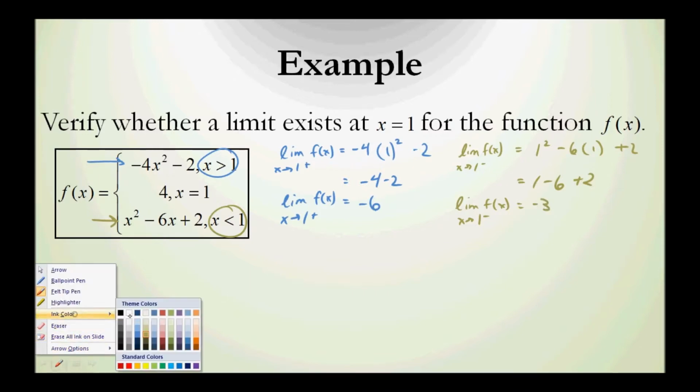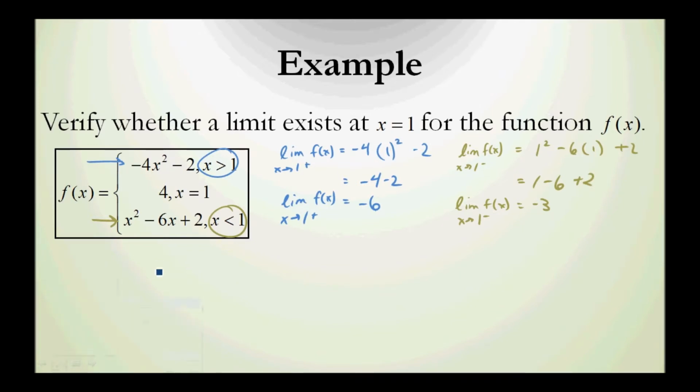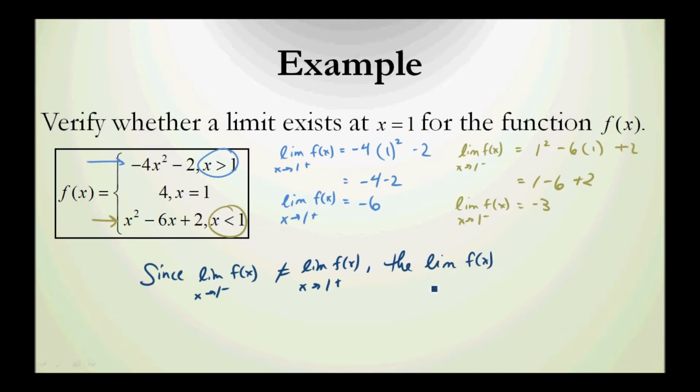So our conclusion statement will be, since the limit of f of x as x approaches 1 from the left does not equal the limit of f of x as x approaches 1 from the right, the limit of f of x as x approaches 1 does not exist, or just DNE, signified by these 3 letters.